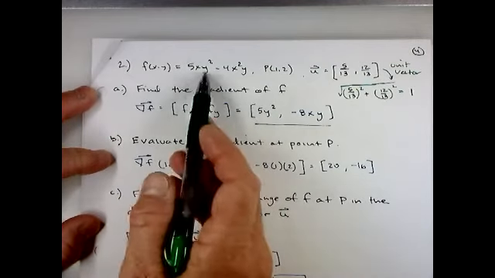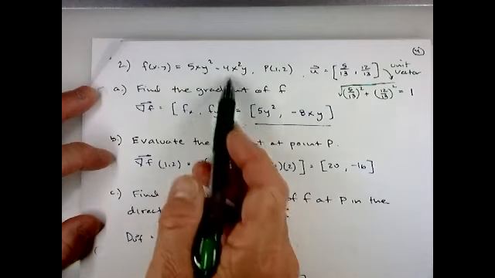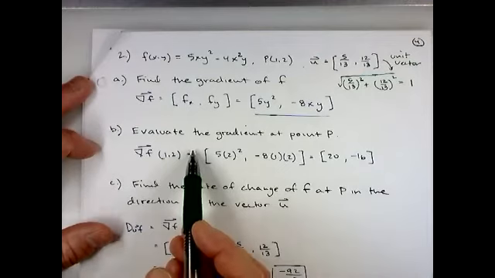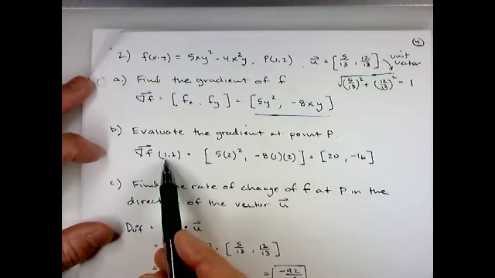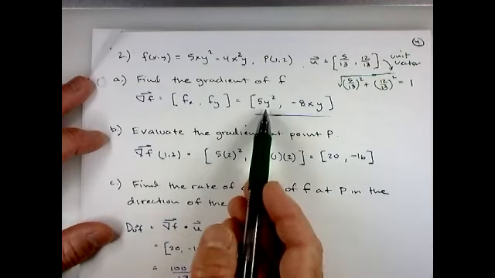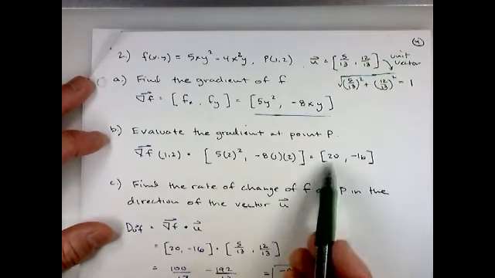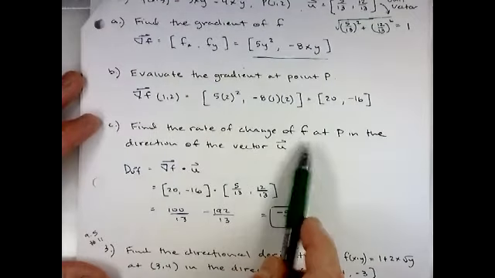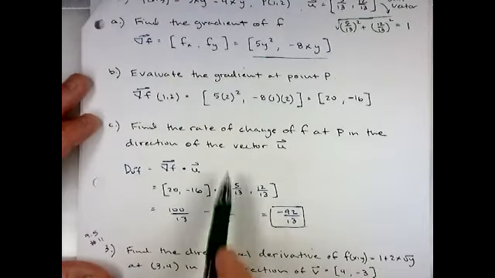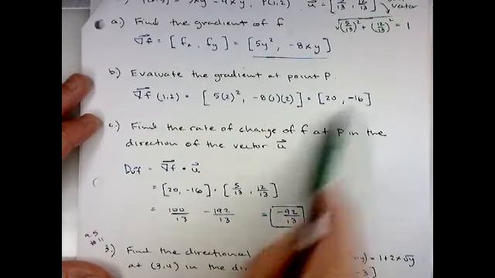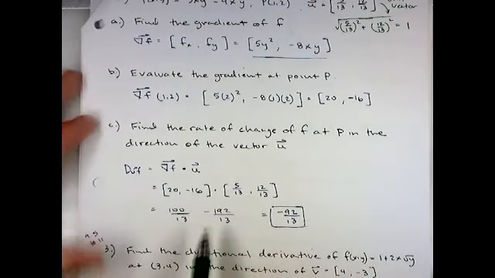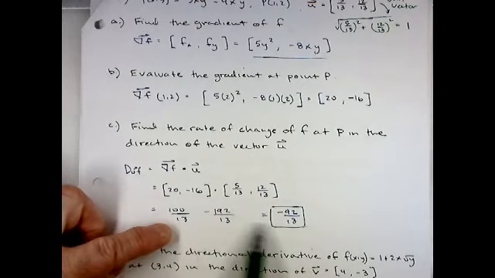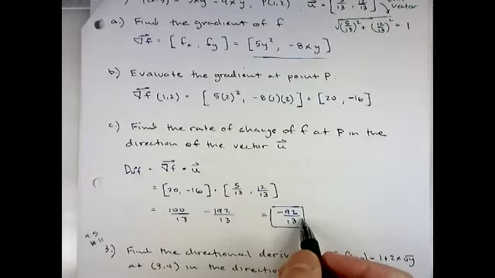So all we need to do is find the gradient. The partial with respect to x is 5y squared. The partial with respect to y is -8xy. We want to evaluate our gradient at our point, which is (1, 2). So plugging in 2 for y and 1 for x, I get 20 and -16. And then if we want to find the rate of change of our function in the direction of the vector u, we're just going to dot our gradient vector with u. That gives me 100 over 13 minus 192 over 13. So I get an answer of -92 over 13.